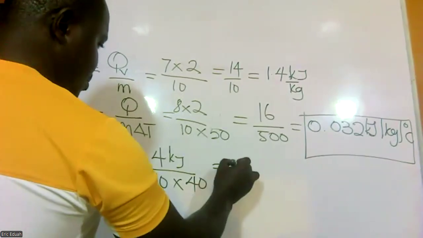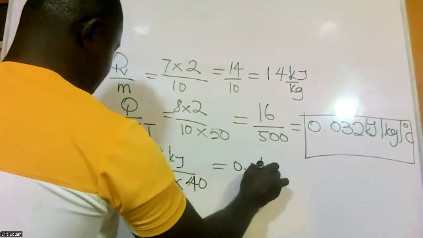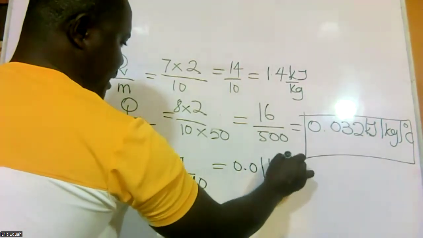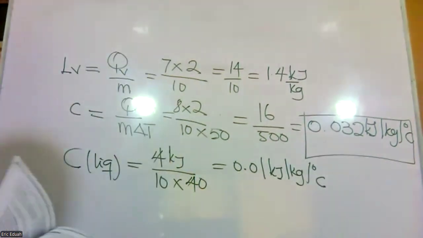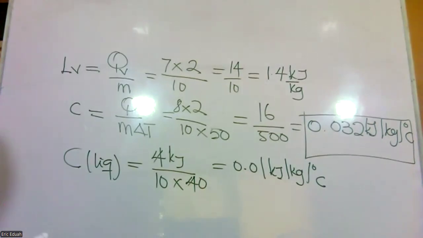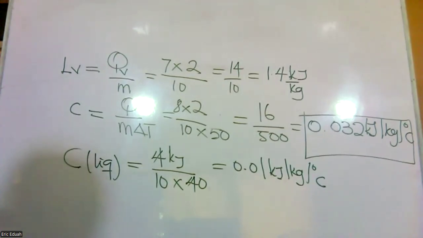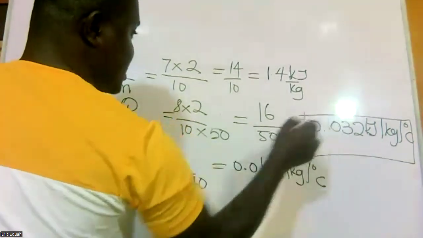So 0.01 kilojoules per kilogram per degree Celsius. So when you compare, the specific heat capacity of the liquid phase is less. Oh, it's greater. This is 0.01, and the liquid value is greater than this.